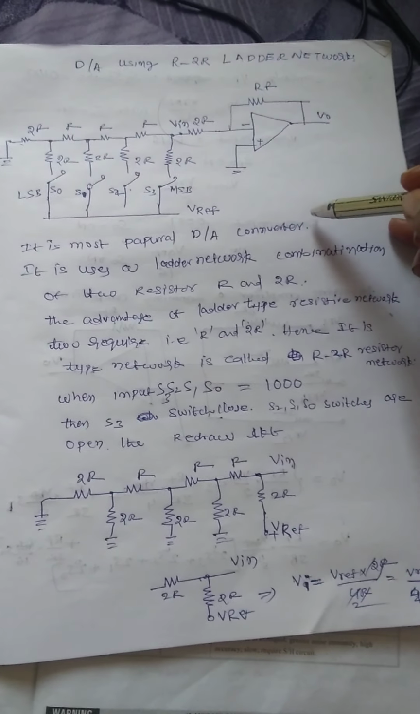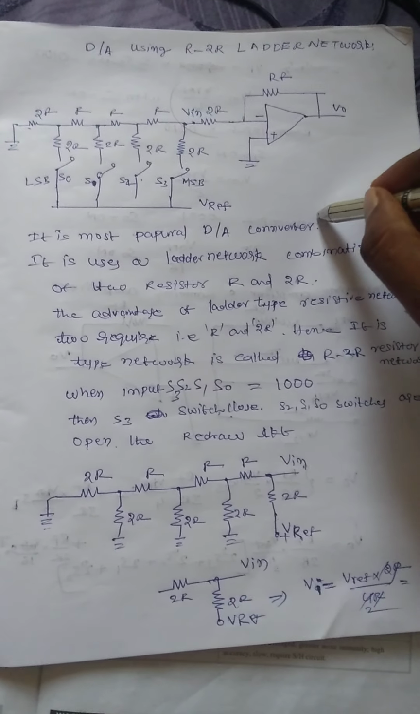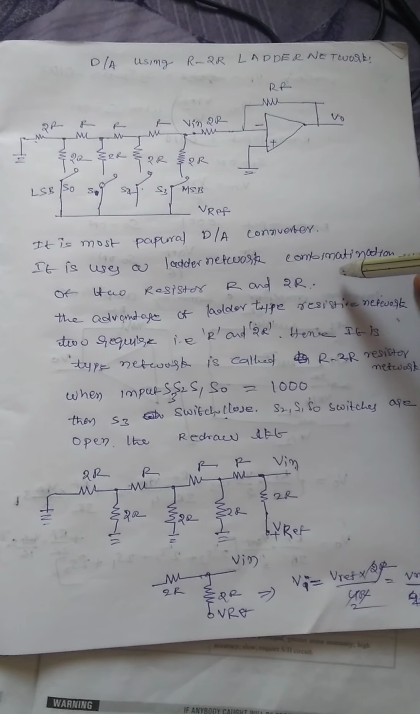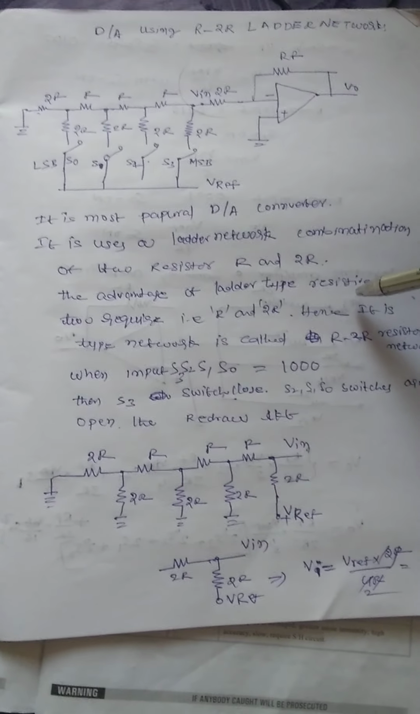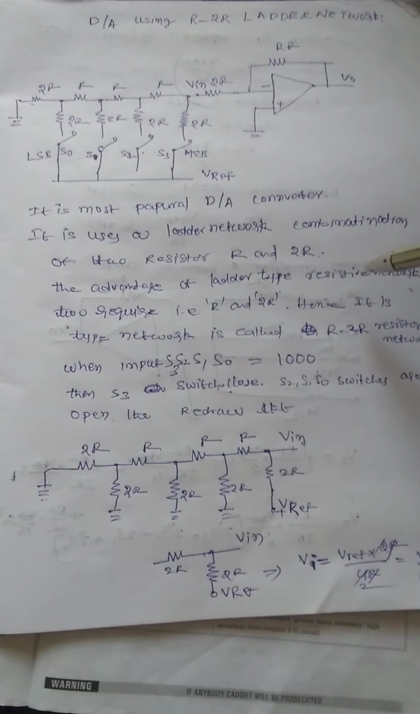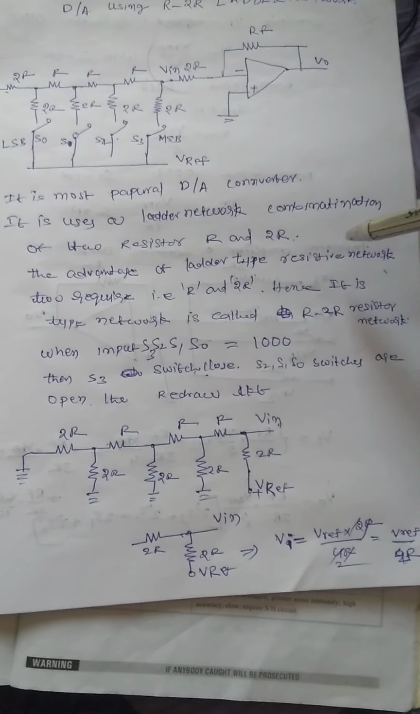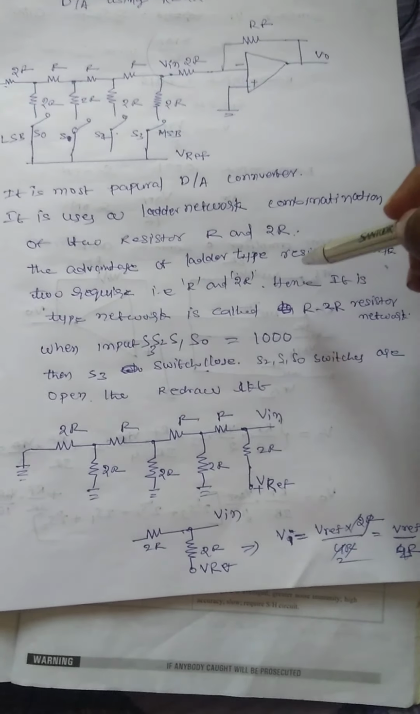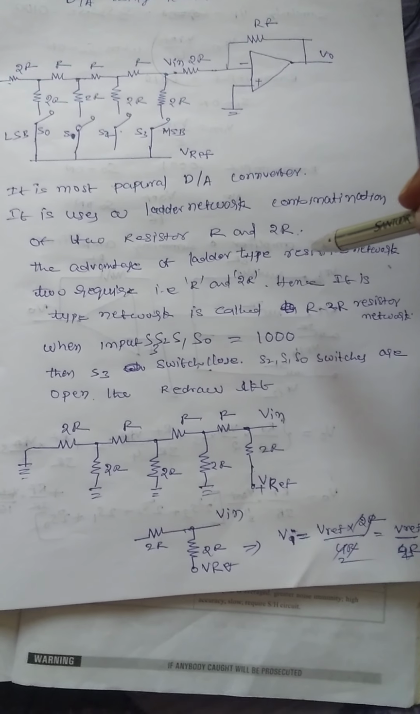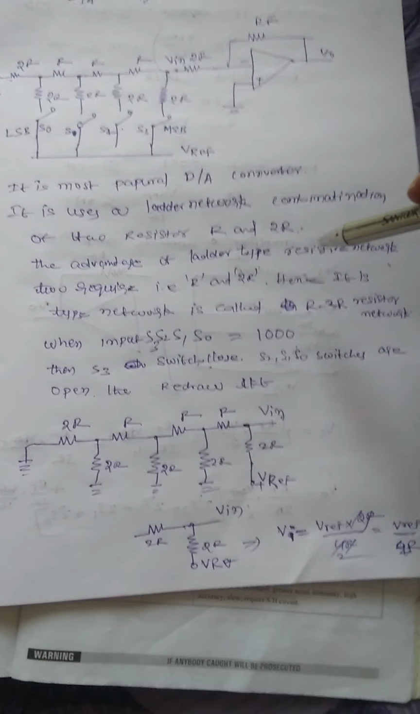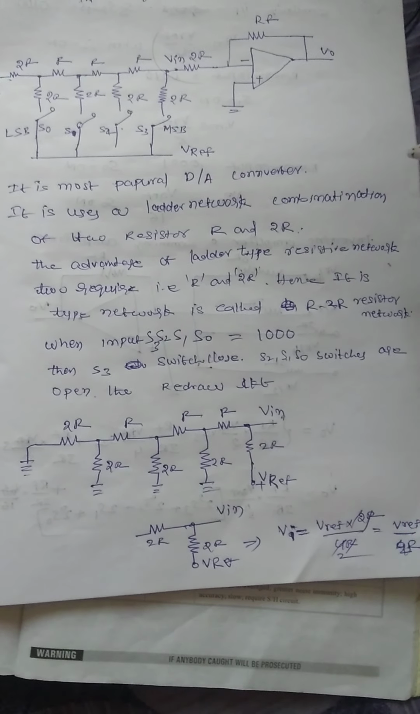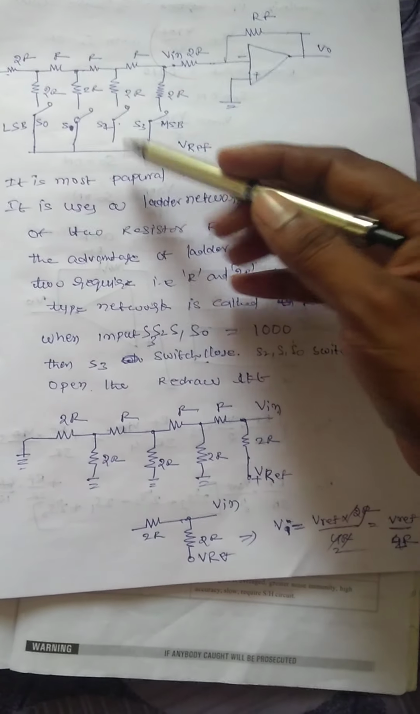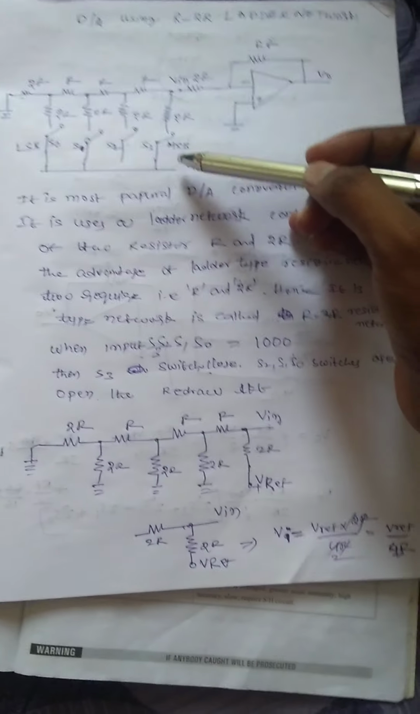So this is the most popular DAC. It uses a ladder network, which consists of a combination of R and 2R. This is the one advantage of the ladder type resistive network: it requires only R and 2R. It will work as an R2R network. When we have different signals, we give different binary inputs.